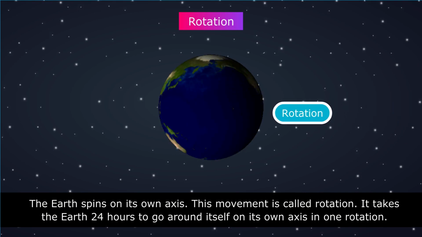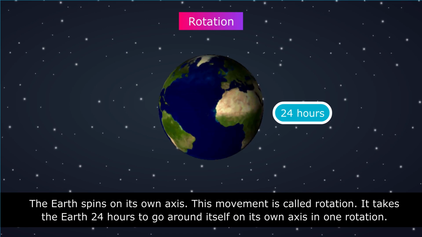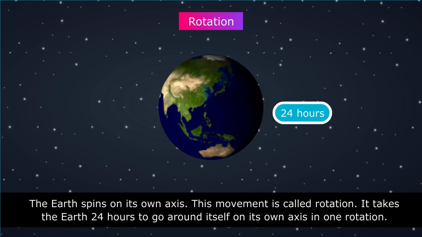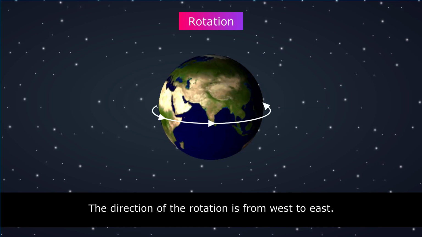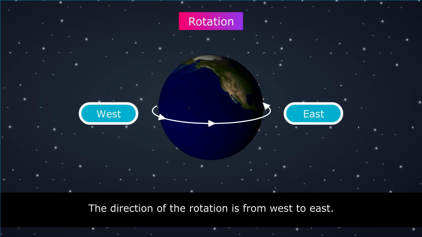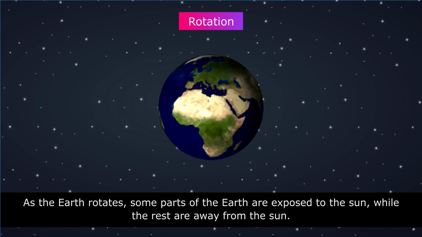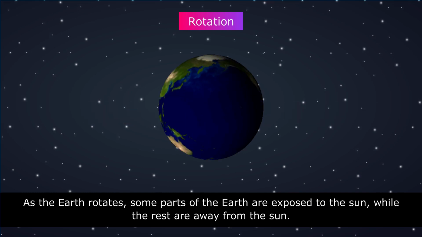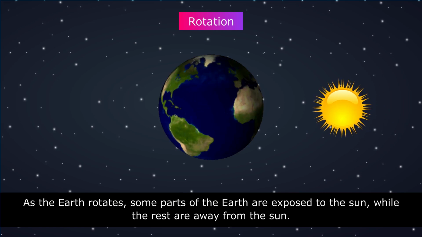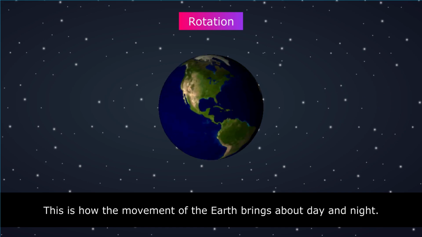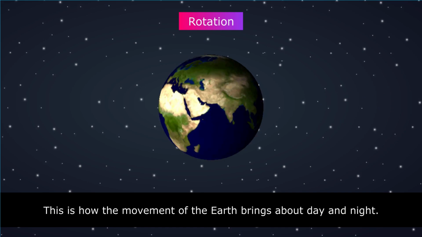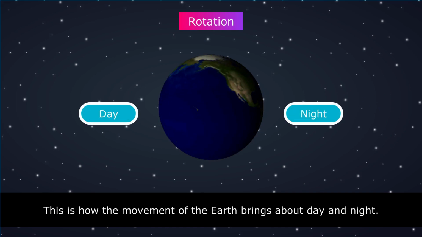It takes the Earth 24 hours to go around itself on its own axis in one rotation. The direction of the rotation is from west to east. As the Earth rotates, some parts of the Earth are exposed to the sun, while the rest are away from the sun. This is how the movement of the Earth brings about day and night.